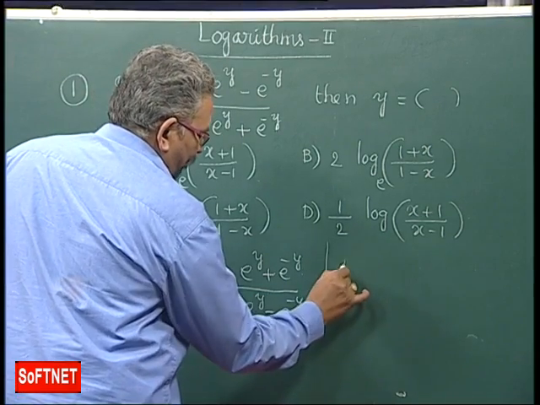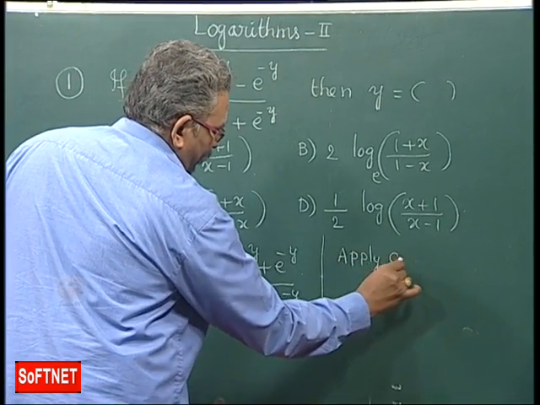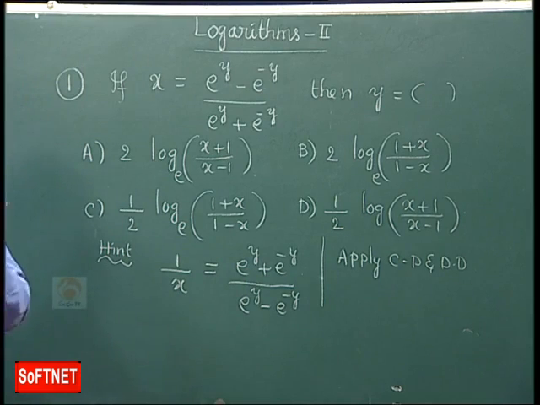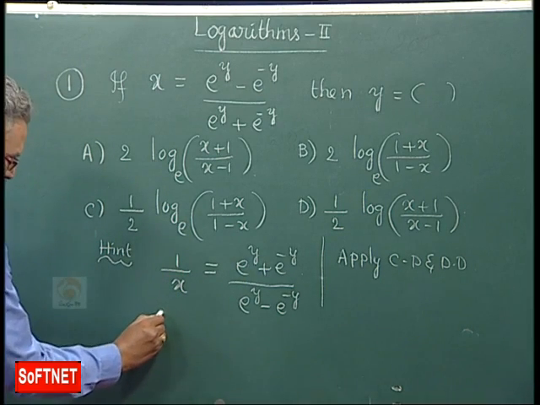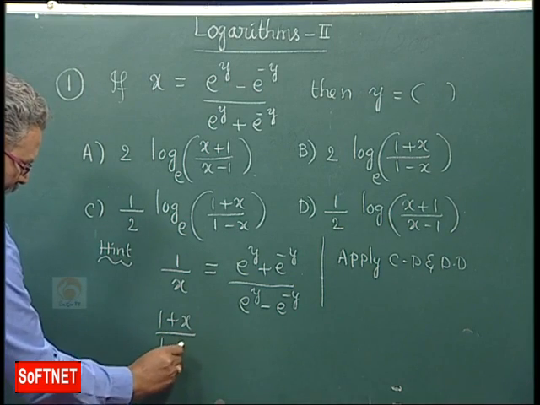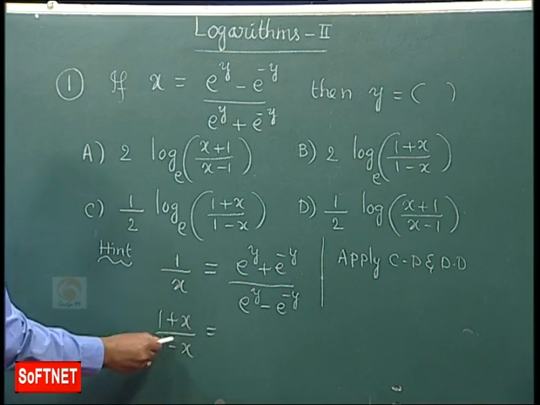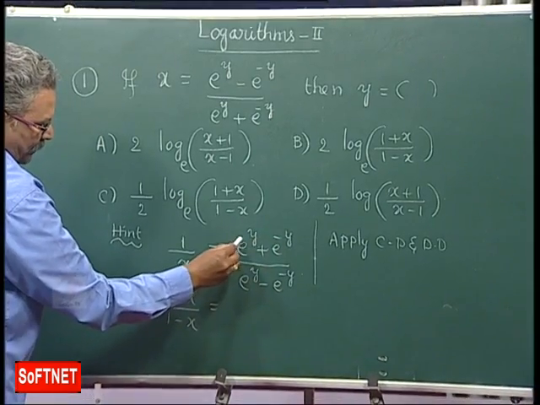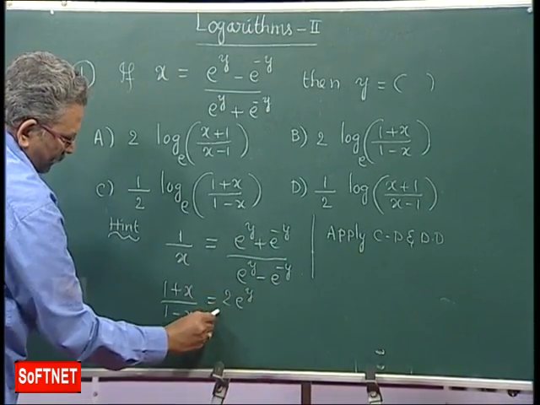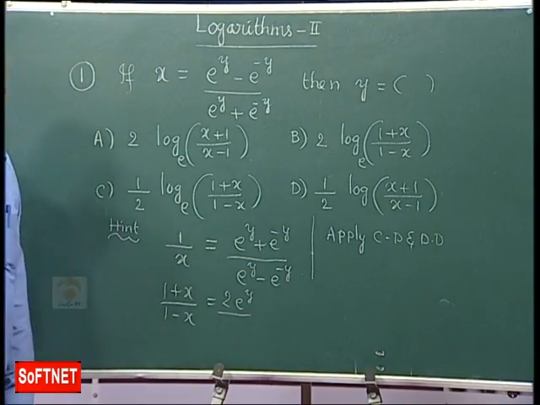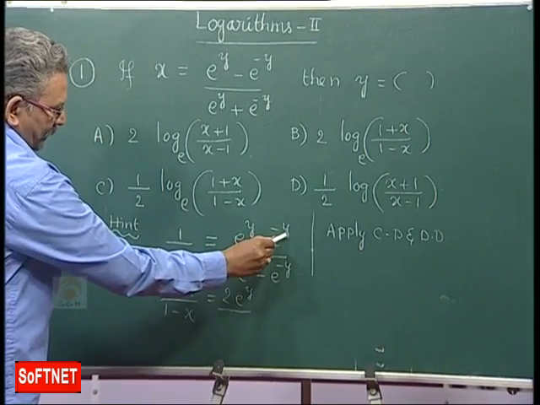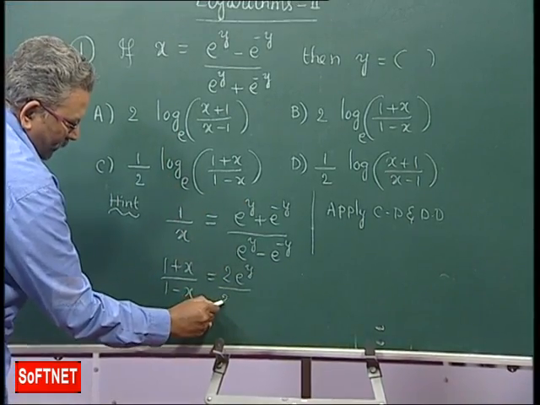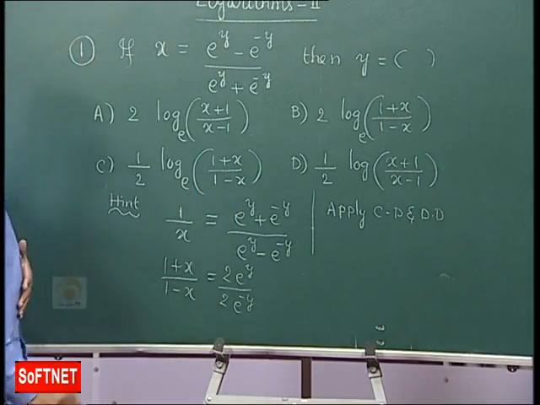Now apply the componendo and dividendo rule. Let me explain what is componendo and dividendo. Here 1 plus x by 1 minus x, that means numerator plus denominator by numerator minus denominator. Numerator plus denominator, this gets cancelled, e power y, e power y, 2 e power y, upon numerator minus denominator. So e power y plus e power minus y minus e power y plus e power minus y, e power y, e power y cancel, here we get 2 e power minus y. It's very clear.